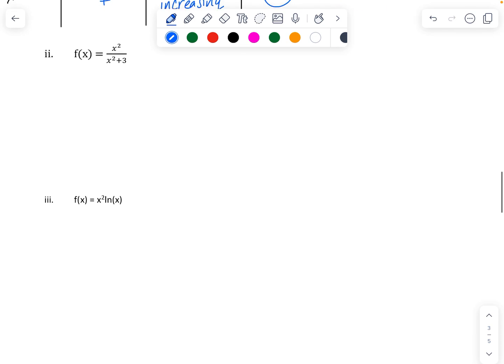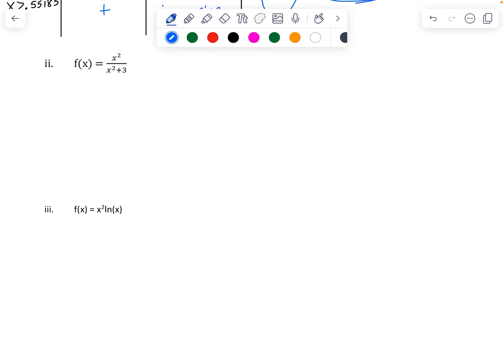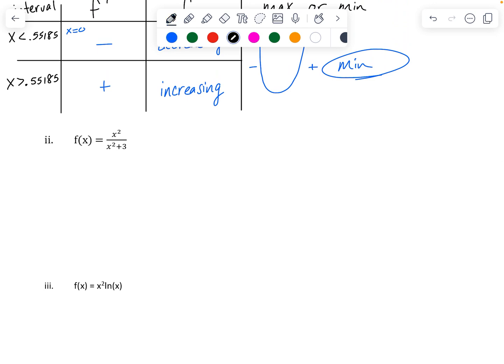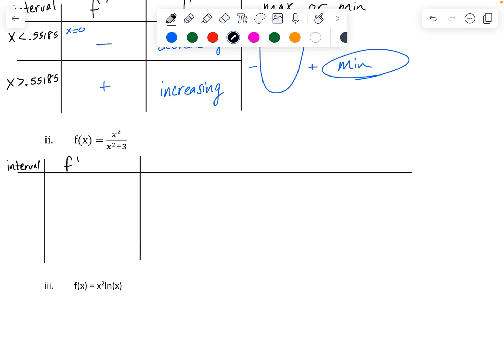All right, let's check example 2 and example 3, and then we'll get one more video for the last part. So example 2, we're going to take the same process. Here I've got to be careful about my function. I have to take into account where is f prime undefined. So interval, what's going on with f prime, what's going on with f, and is it a max or a minimum value?